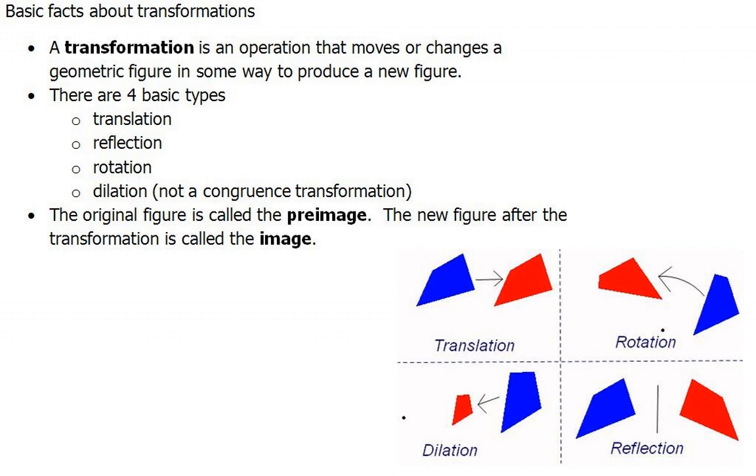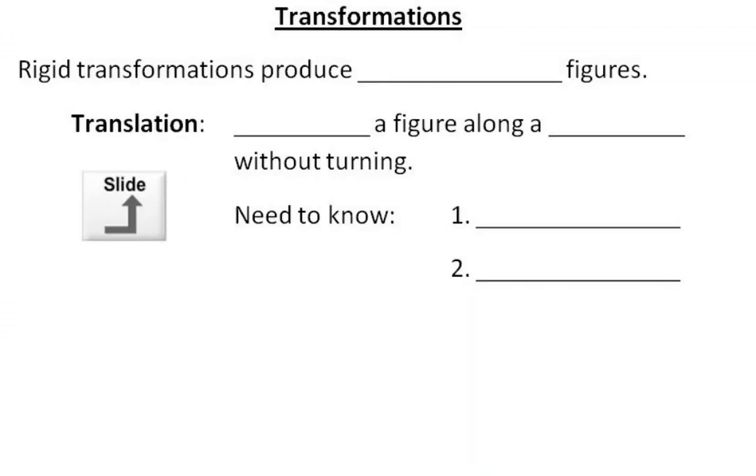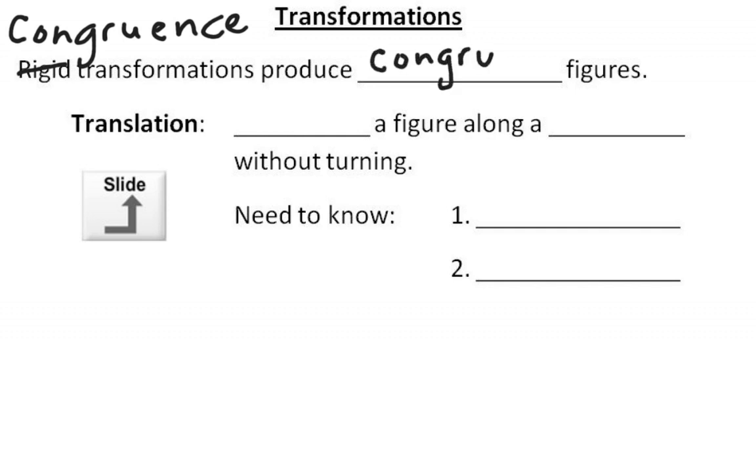There's some certain information that we need to know about each particular one, and this video lesson is just going to generally talk about those. So rigid transformations, which I'm actually going to call congruence transformations. So let's change that. Congruence transformations produce congruent figures. So they must have the same shape and the same size, but possibly a different orientation, and most certainly a different position. They won't be in the same place.